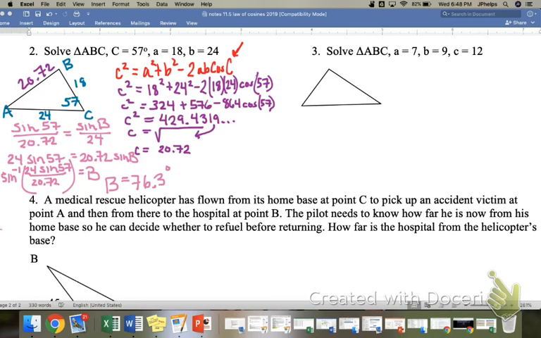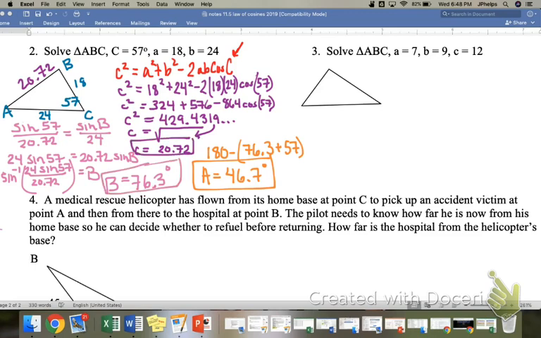Now we know two of the three angles, so we can go ahead and subtract from 180 to find angle A. And angle A is 46.7 degrees. So now we've solved the triangle. We found angle A is 46.7 degrees. We found that angle B is 76.3 degrees and side C is 20.72.